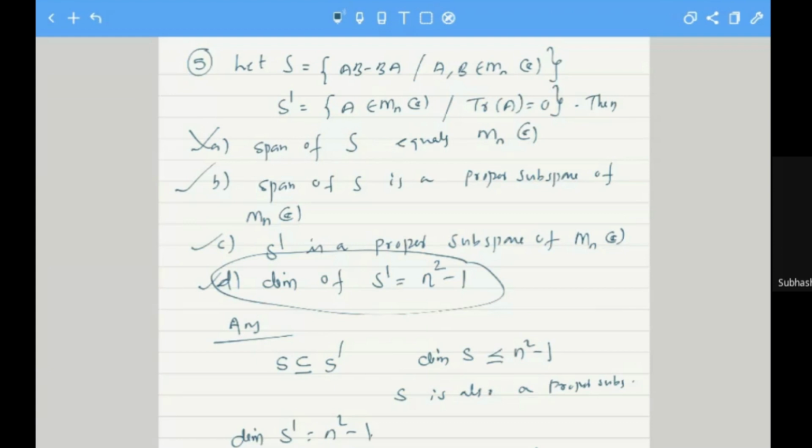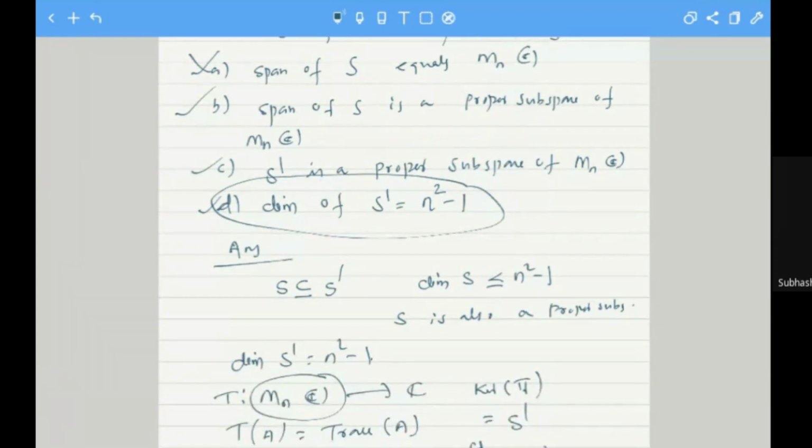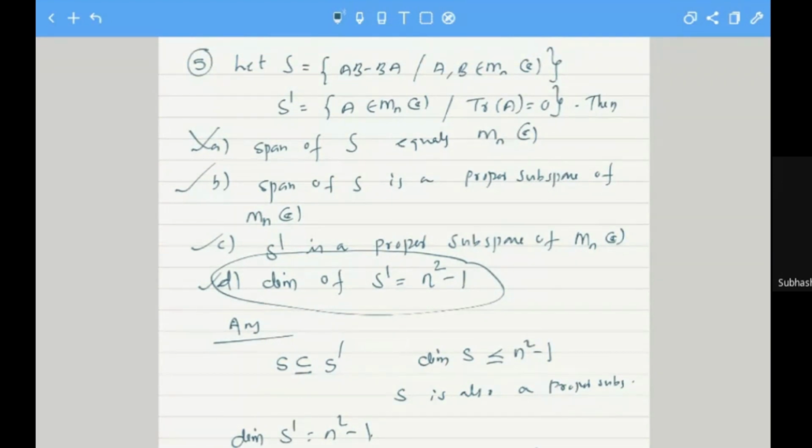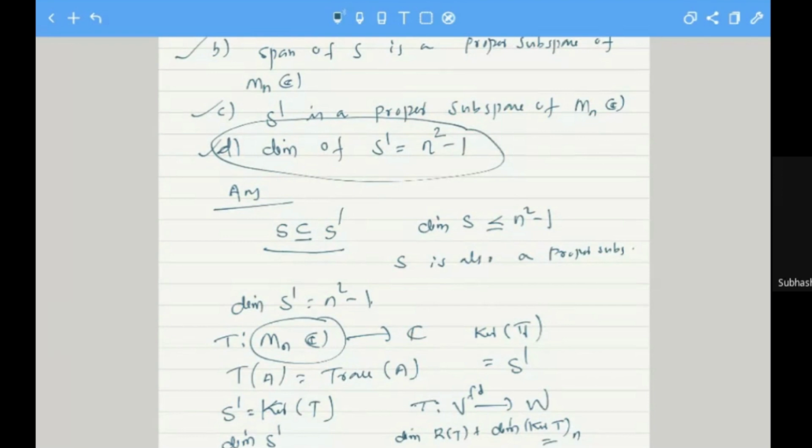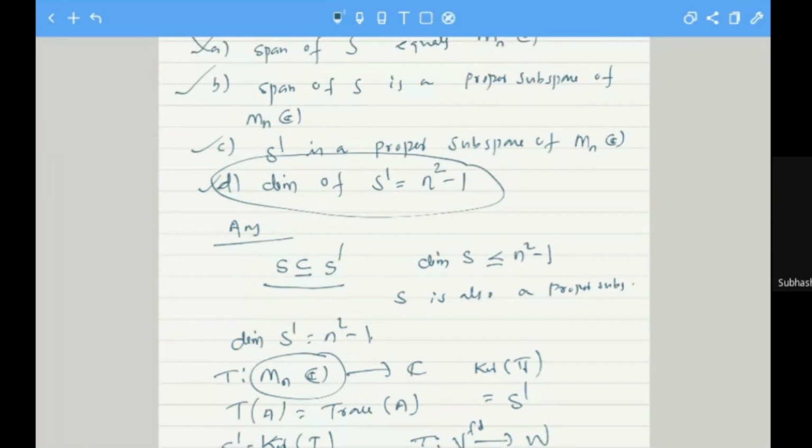How do we discard option A? Can we say that S is a subspace of S prime? You take some element, but it is given AB minus BA equals 0. How can we say that? Okay, we will look at that.